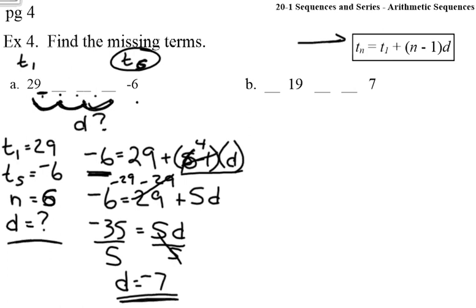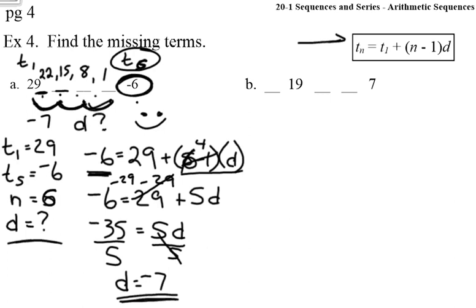So there we go. The common difference, negative 7. So what are the missing terms? If we're doing negative 7 every time, negative 29, and again, I have to fill in 4 of them. So negative 29 less 7 gives us negative 22. Less 7 gives us negative 15. Less 7 gives us negative 8. Less 7 gives us negative 1. Less 7 gives us negative 6. It worked out. Puts a smile on my face.